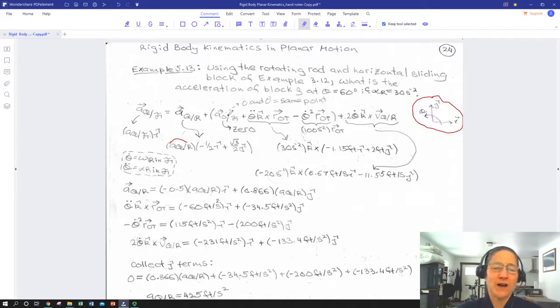We already have the radius from that pivot point, point O, to Q that we calculated in the last example, and of course our theta double dot is alpha, so we have a numerical value for that. We already have a numerical value for theta dot, which was omega, that we can drop into this term, and likewise here. And then the velocity of Q with respect to R is what we already calculated in the previous problem. That was what we were looking for.